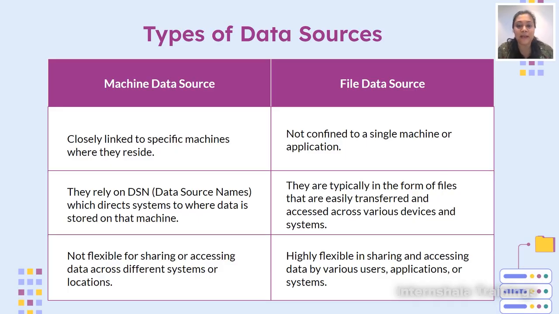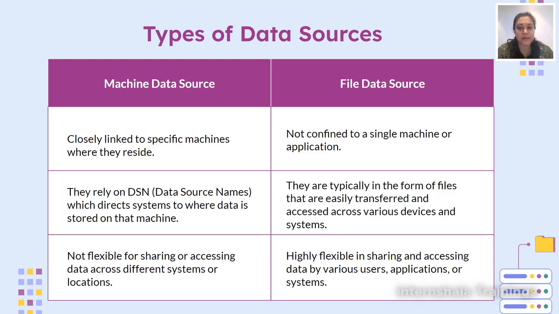When I talk about file data source, it is not confined to a single machine or application. File means what? An Excel is a file, right? A Word is a file, anything is a file. That Excel or Word file is not constrained to that particular laptop or desktop where you're working. You can save that file and use it somewhere else. You can share it with some other desktop, right? If you have an Excel file in this particular laptop, you can save that file and transfer it to another laptop as well, correct? So that can reside here and there.